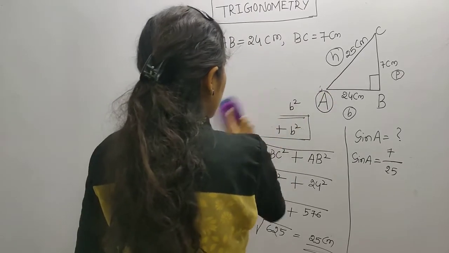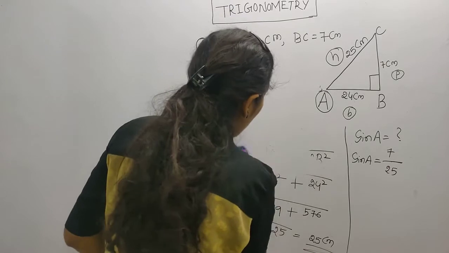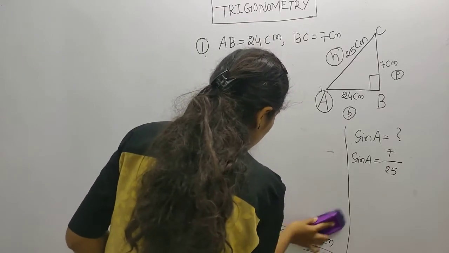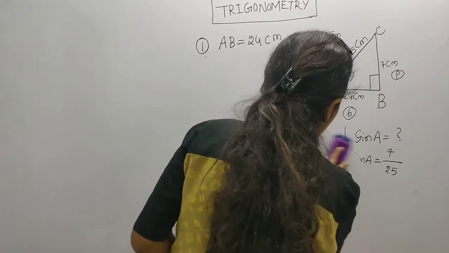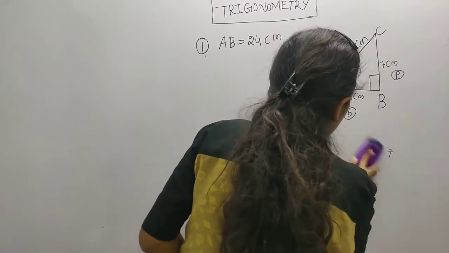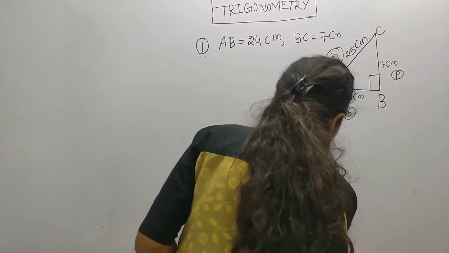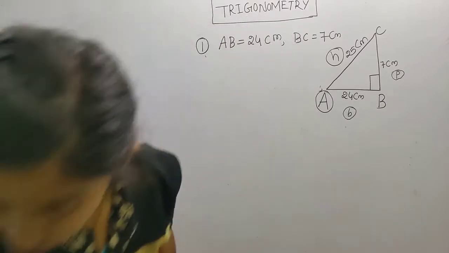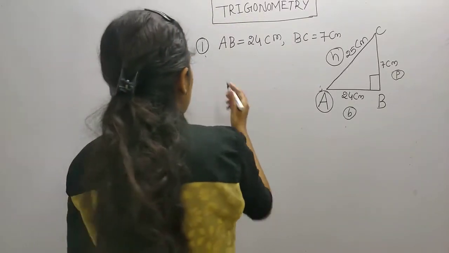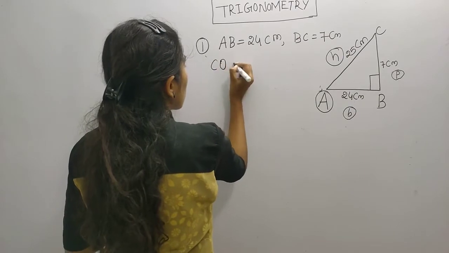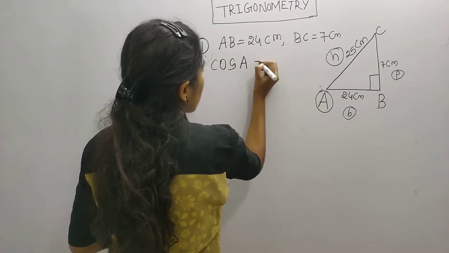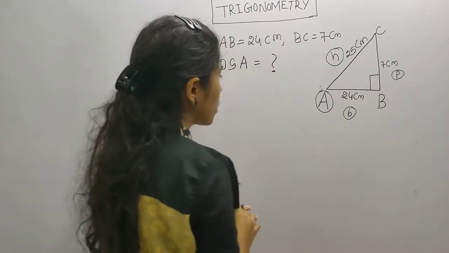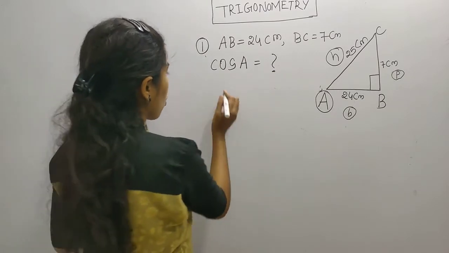Same information, we only have to find cos A. Simple, everything is there. Using those we can find cos A. So what? Cos A. Okay, no problem. Now let's go to cos A.